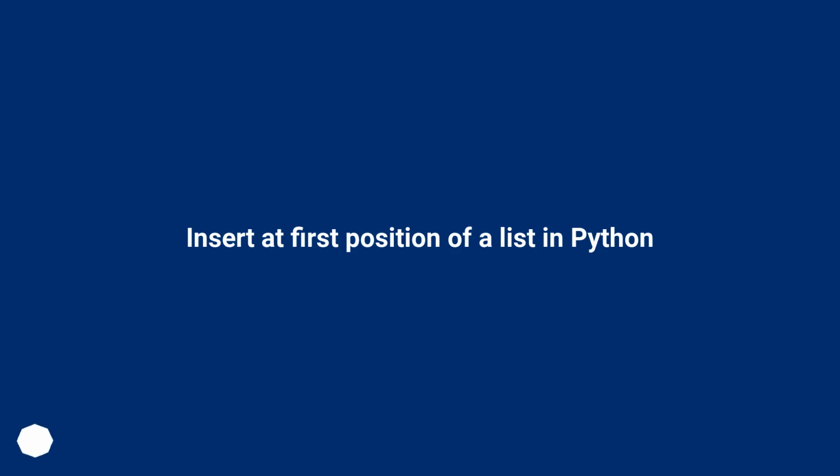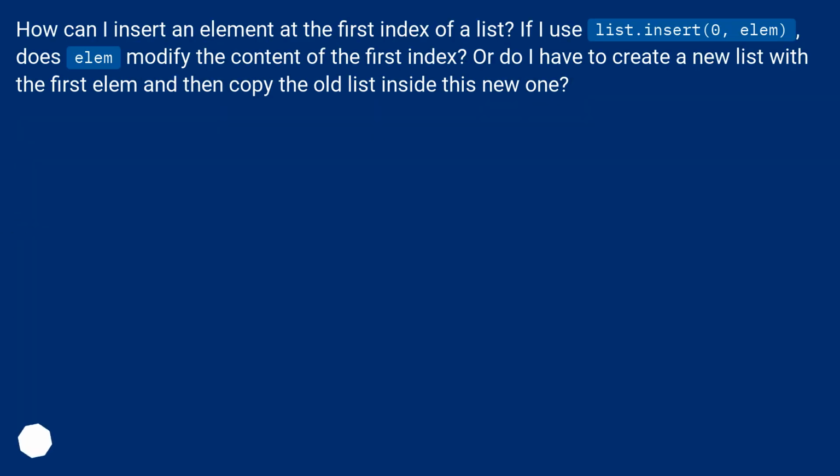Insert at first position of a list in Python. How can I insert an element at the first index of a list? If I use list.insert(0, elementary), does elementary modify the content of the first index? Or do I have to create a new list with the first element and then copy the old list inside this new one?